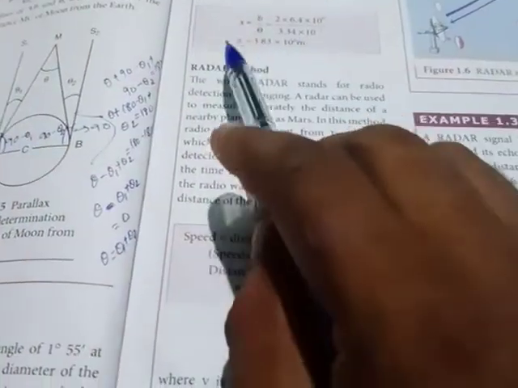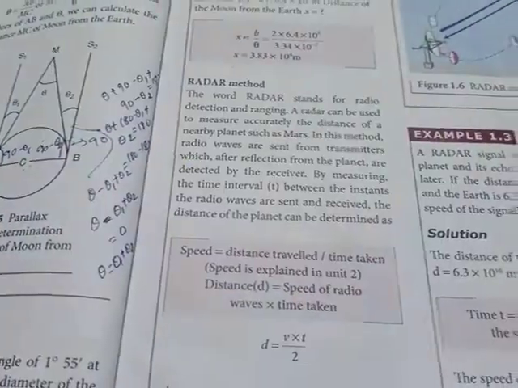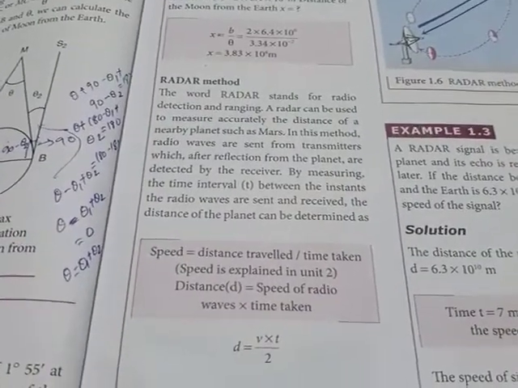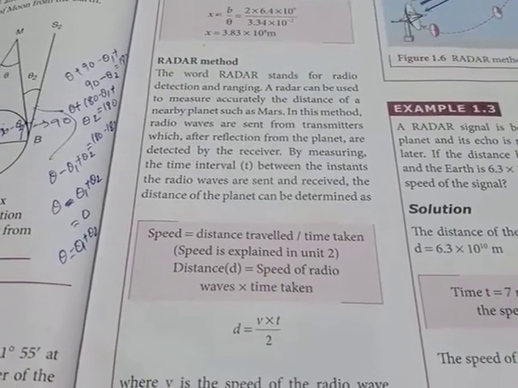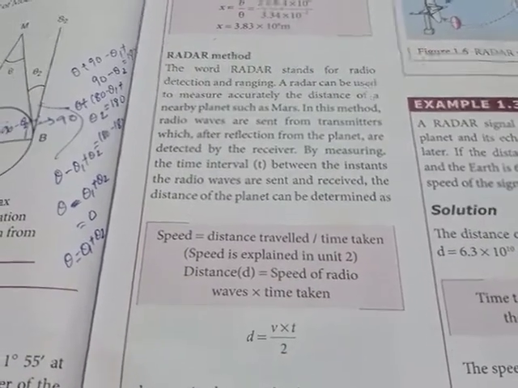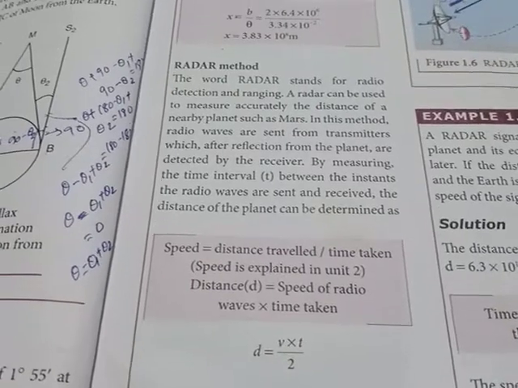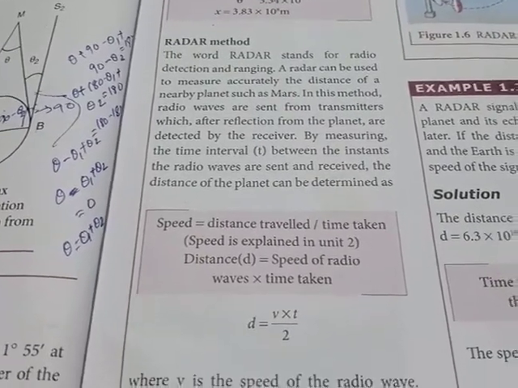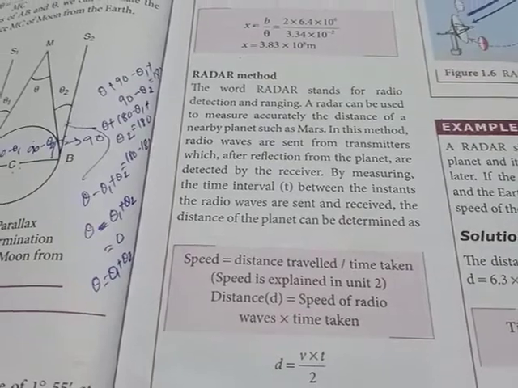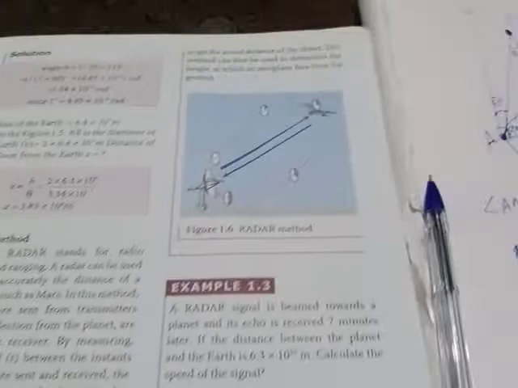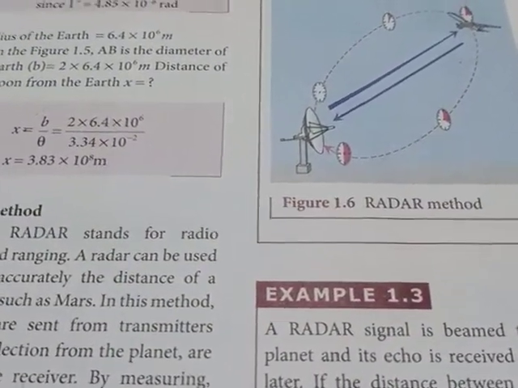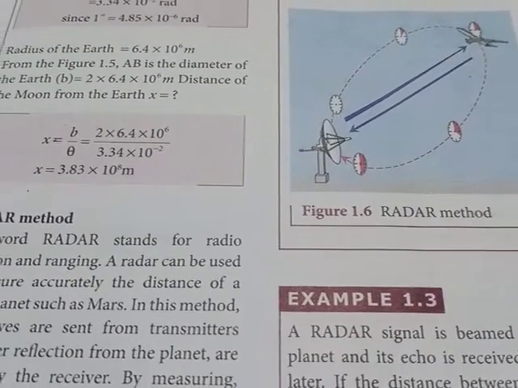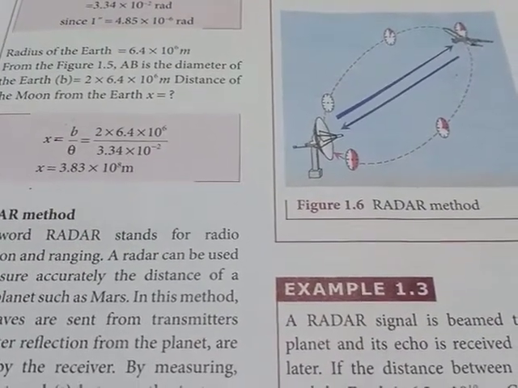Now the next thing is the radar method. Already we have learned measuring shorter distances: screw gauge, vernier caliper. Measuring larger distances: one is the triangulation method, another one is the parallax method, another one is the radar method. The last one is radar. Now we know that we are living in a digital, technology world. So you can see a picture here.